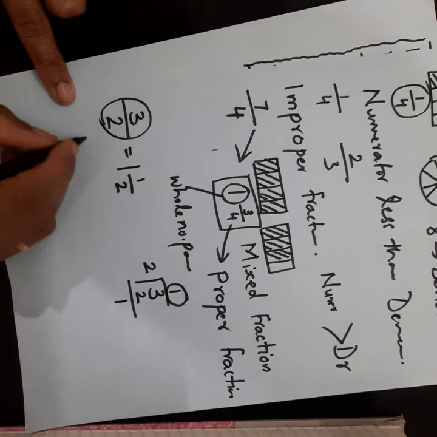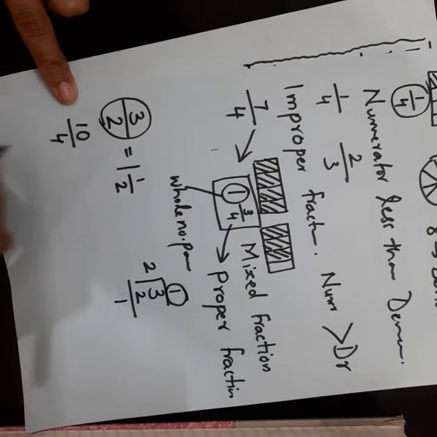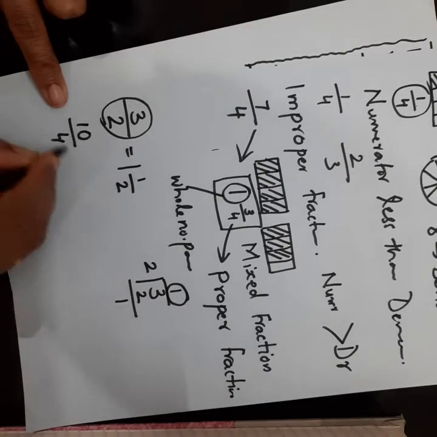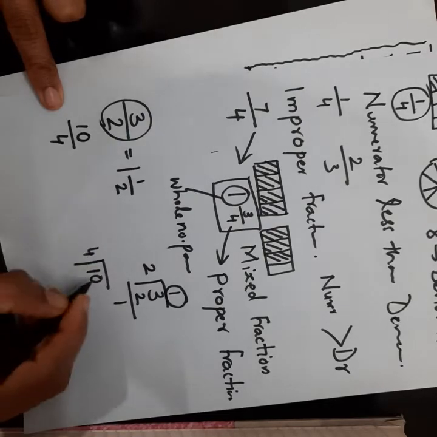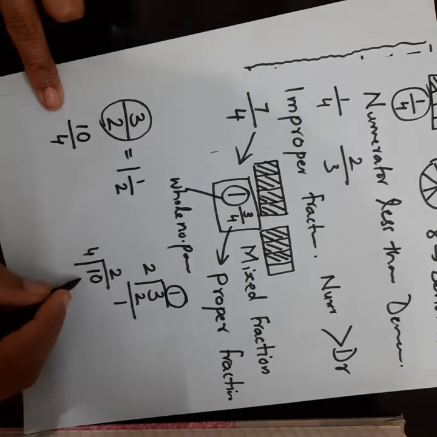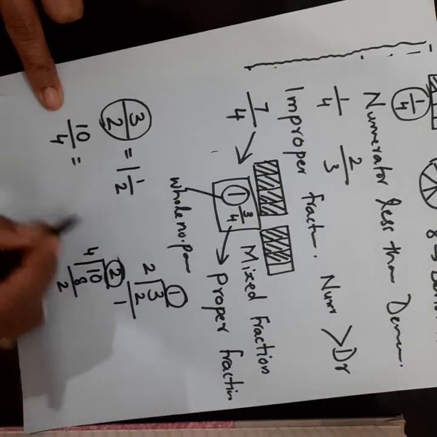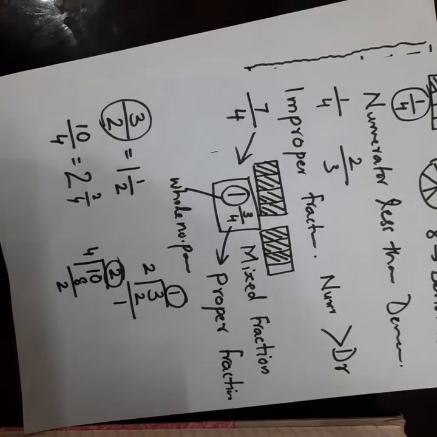Now, another example. If it is 10 by 4, how can we write 10 by 4? 10 is to be divided by 4. How many times? 2. 2 4s are 8. The remainder is 2. So, how can I write? 2 2 by 4 is the mixed fraction.